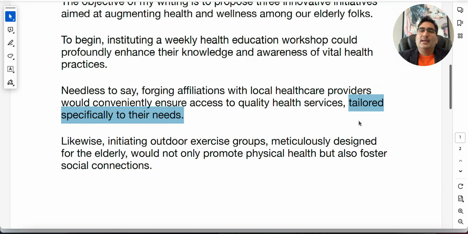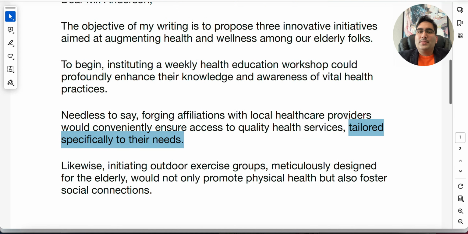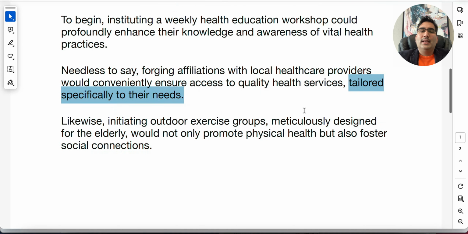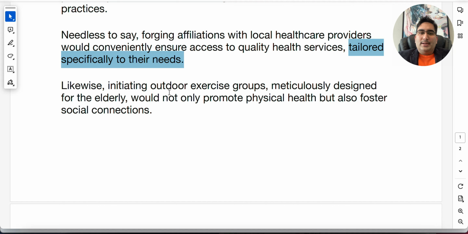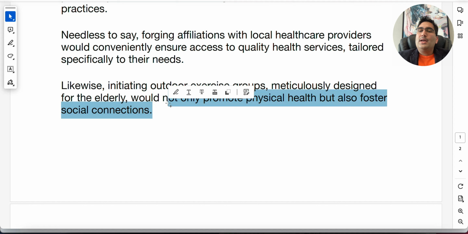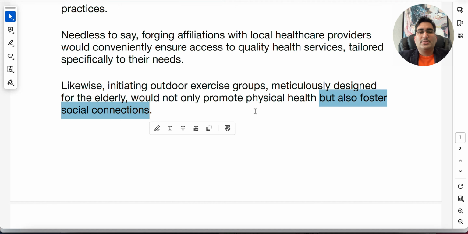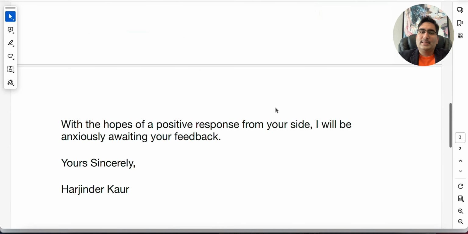So this is now giving us a range of, again, expressions, phrasing. This is something new that is not done anywhere else. So this is another added information which can make the sentence complex. Then when we use words like, where's that? Not only, but also. That makes a sentence complex. So the person says, likewise, initiating outdoor exercise groups meticulously designed for the elderly would not only, this is clause number 1, would not only promote physical health, clause number 2, but also foster social relations. So you get more marks for compound and complex sentences.